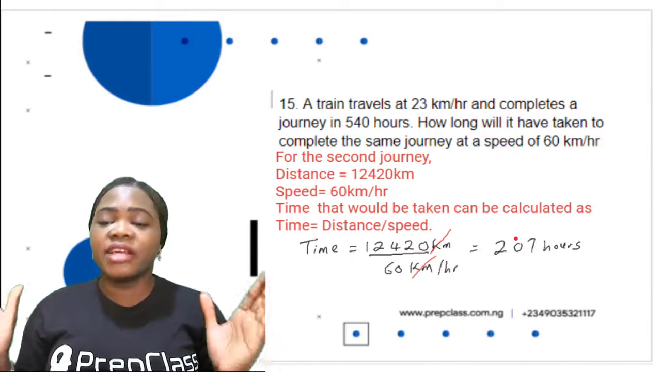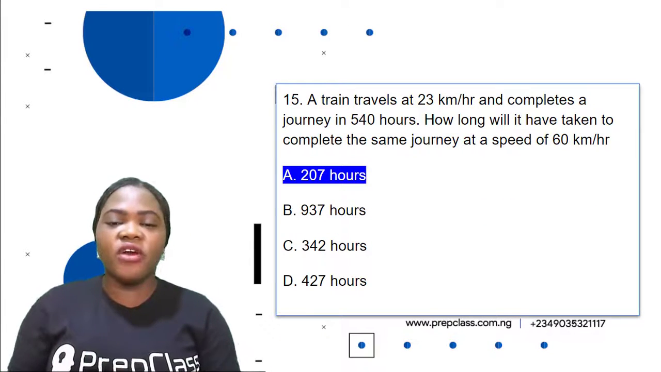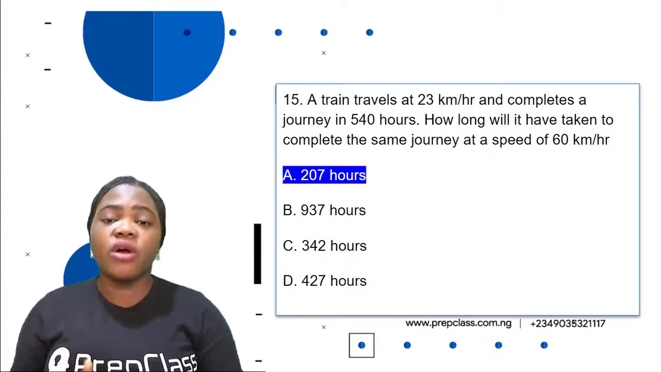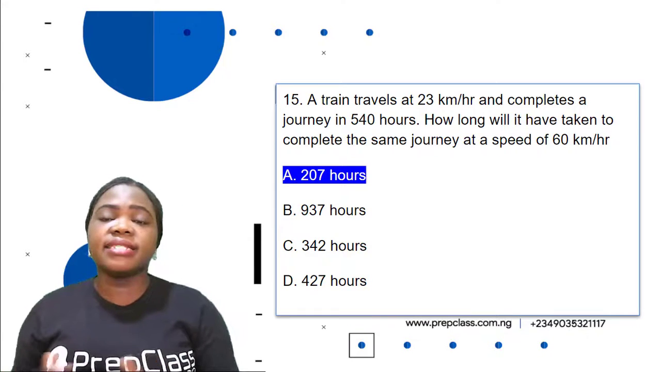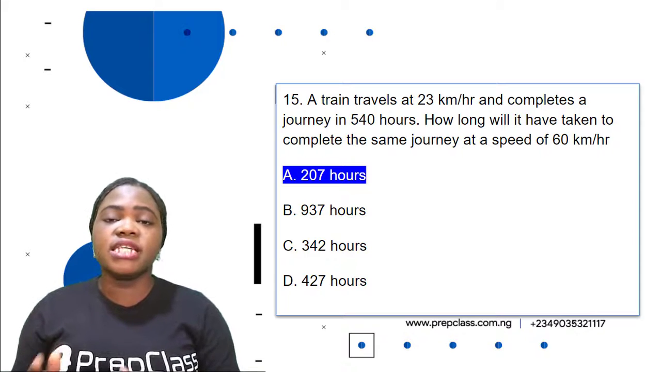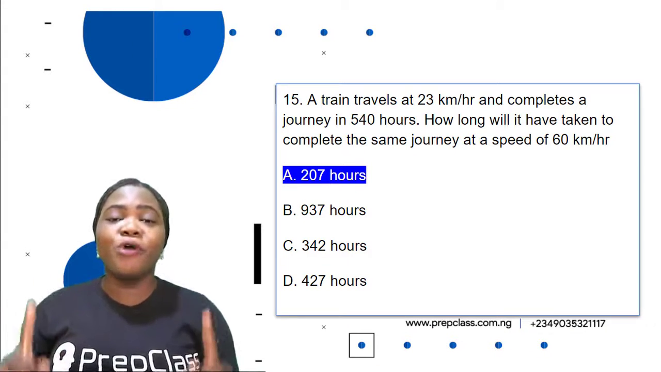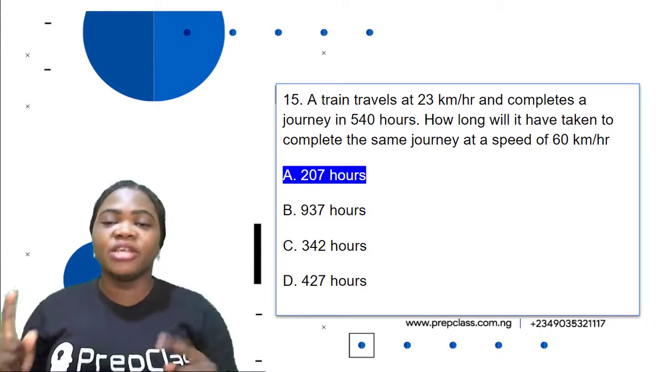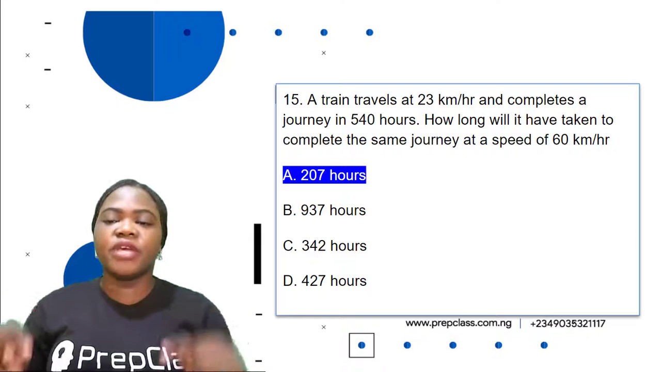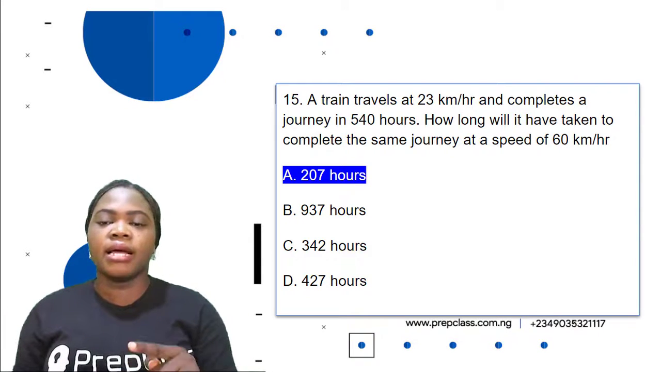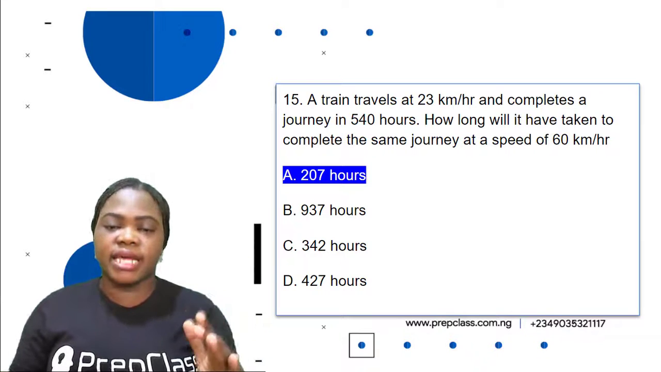You can see that this is actually very, very easy. Now, which of the following options is correct? A is 207 hours, B is 937 hours, C is 342 hours, D is 427 hours. So the correct option is A, 207 hours. It will take the train 207 hours to complete the same journey at a speed of 60 kilometers per hour. That's the time it will take.